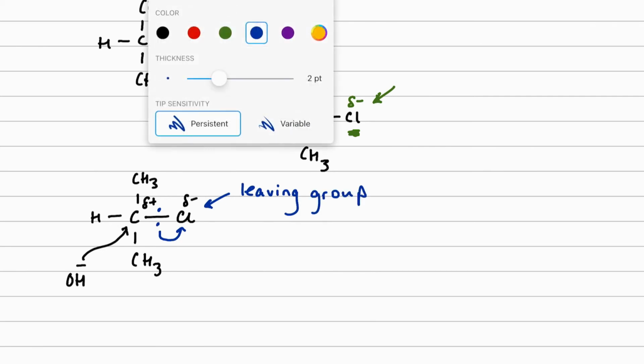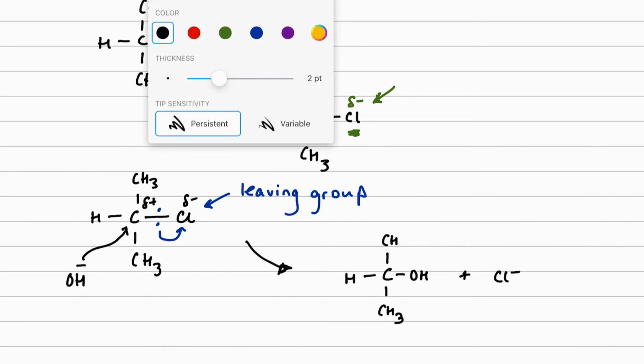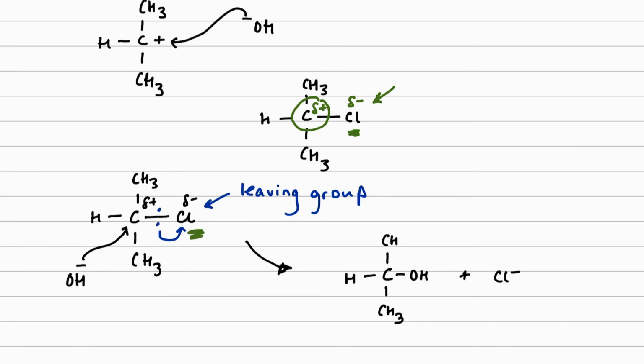And as I said, this is all kind of happening in one homogeneous step. We then have methyl group, new bond to the hydroxide, forming our alcohol, and our chloride has left. This is an example of an entire reaction mechanism going all the way from reactant to products. It's a substitution reaction because the chlorine is substituted for a hydroxyl group. We go from haloalkane to alcohol.